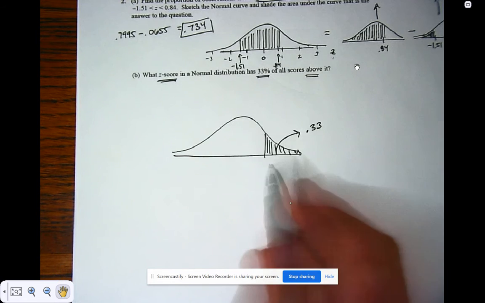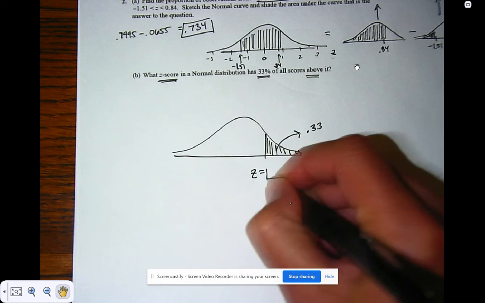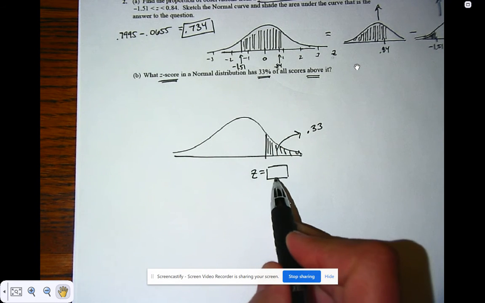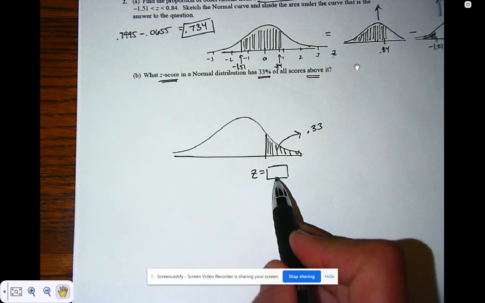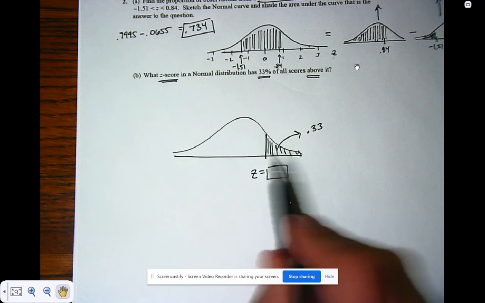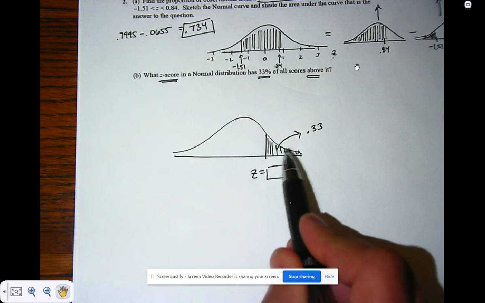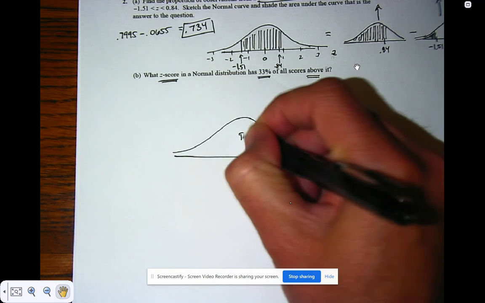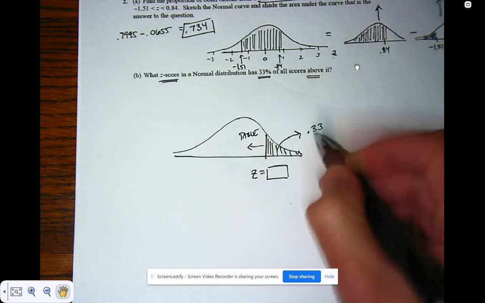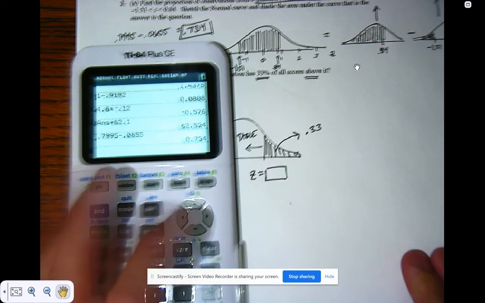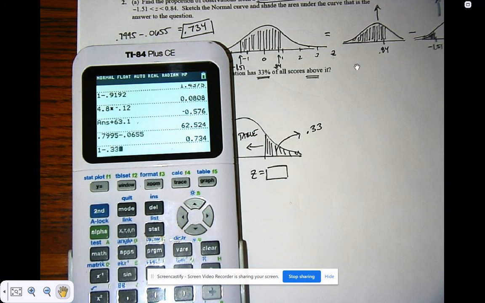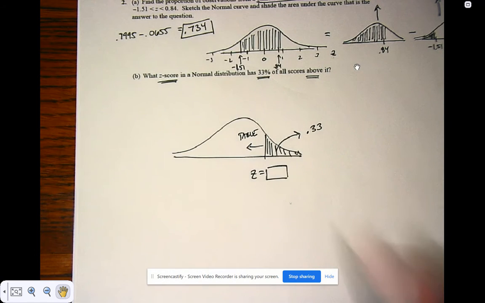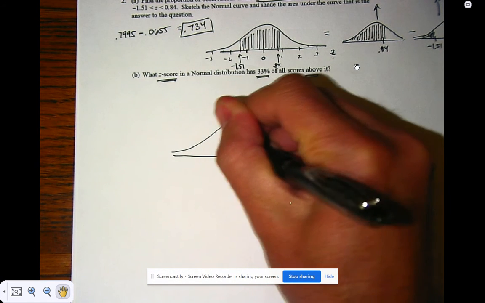Now, we've talked about this before. This is our answer, right? To get that value, you have to use table A. But table A doesn't give you amounts above, it gives you below, okay? And so from table A, you're going to need to find not 0.33, but what is 1 minus 0.33? That's 0.67. So this side is 0.67.